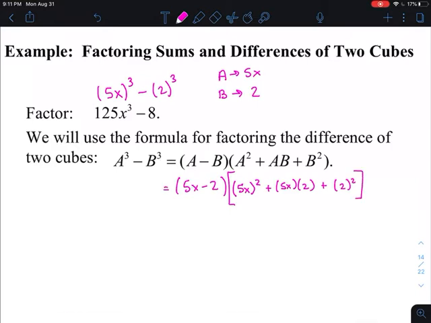And if we simplify that down, that means we have in parentheses 5x minus 2. And then when I simplify down that next set of parentheses, 5x squared means that we're going to have 25x squared. 5x times 2 is going to give us 10x, and 2 squared is going to give us 4. And that's going to be our simplified version.